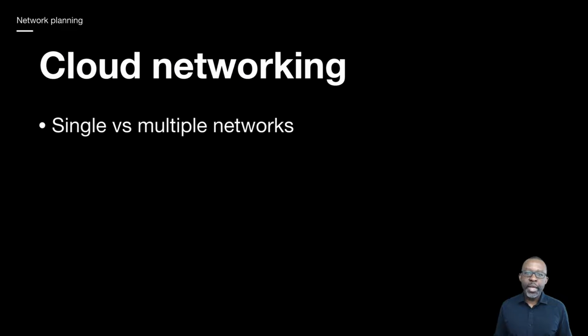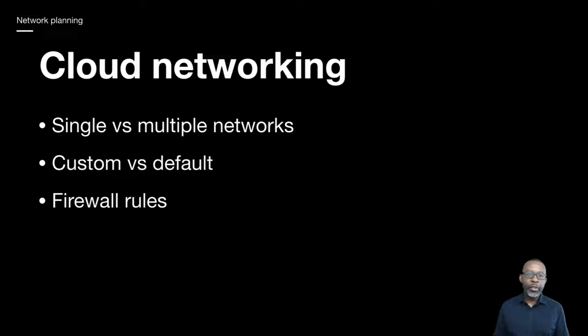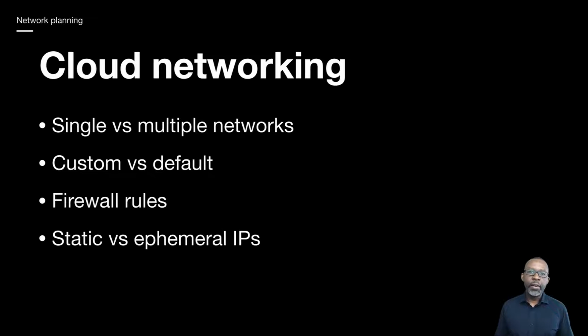During network planning, the number of networks needs to be considered. The type of network also needs to be considered. For example, should a custom network be created or is the default network sufficient? And there are numerous options for configuring firewall rules, and all of these need to be taken into account. And there are different types of IP addresses that can be allocated. For example, static or ephemeral IP addresses, public or private IP addresses.